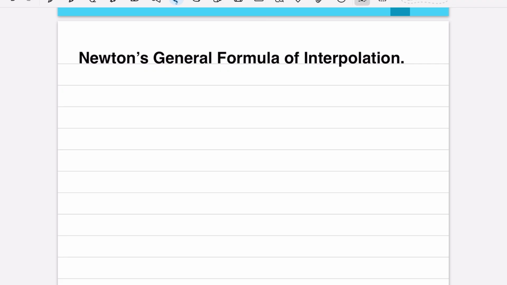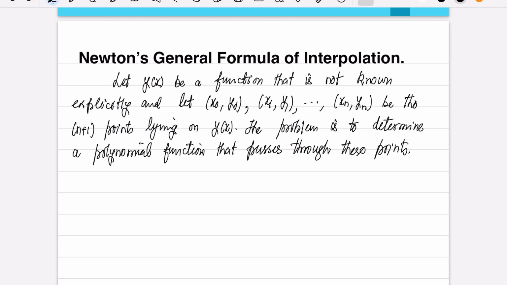So here we first define the divided difference, and then we see how Newton's general formula of interpolation is constructed. The problem: y of x is a function that is not known explicitly, and let x0, y0, x1, y1 to xn, yn be the n plus 1 points lying on it. Then the problem is to determine a polynomial function that passes through these points. Newton's general formula has the advantage that a polynomial of higher degree can be obtained from it by simply adding new terms.